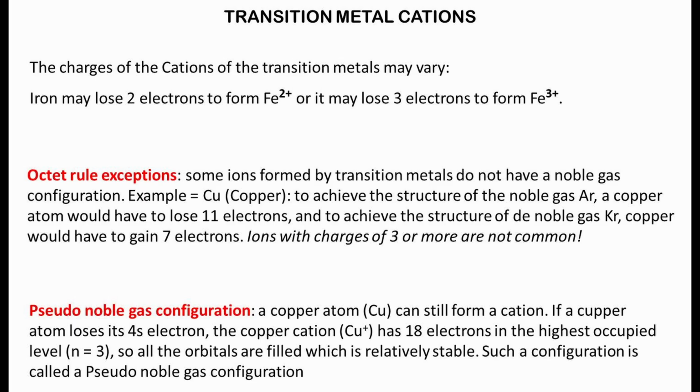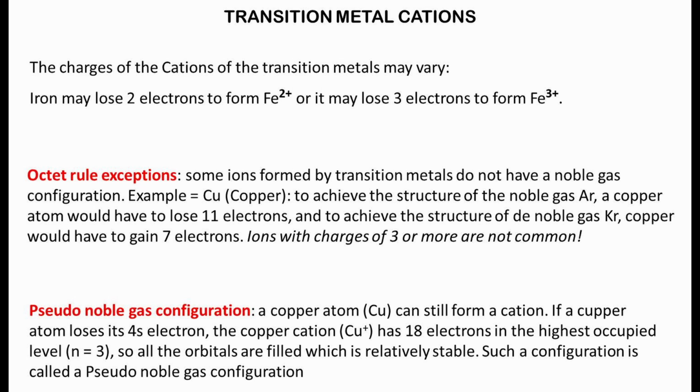Let's look at the transition metal cations. The charges of the cations of the transition metals may vary. Iron may lose 2 electrons to form iron 2+, or it may lose 3 electrons to form an iron 3+ cation. Some ions formed by transition metals do not have a noble gas configuration. Copper is an example. To achieve the structure of the noble gas argon, a copper atom would have to lose 11 electrons, and to achieve the structure of the noble gas krypton, copper would have to gain 7 electrons. Ions with charges of 3+ or more are not common, so there are exceptions to the octet rule.